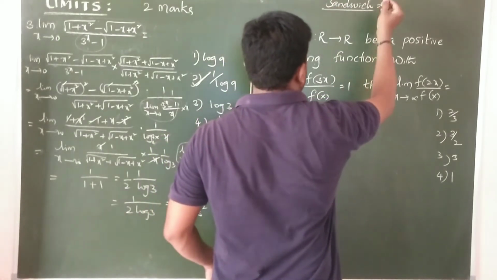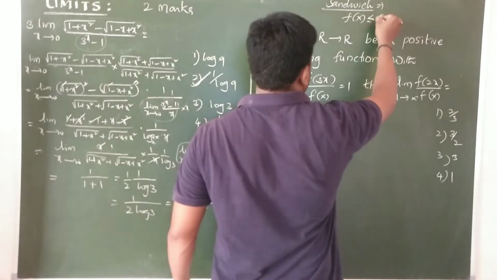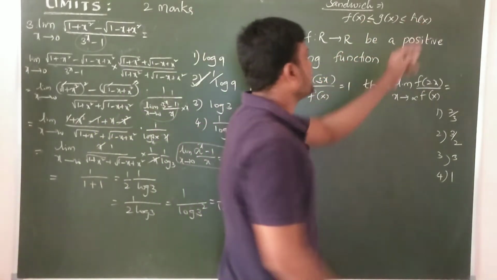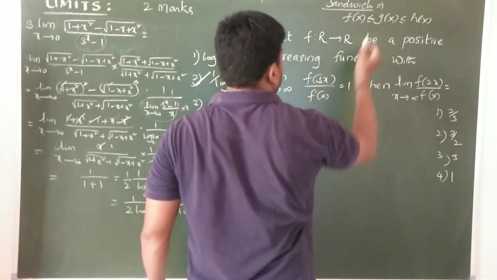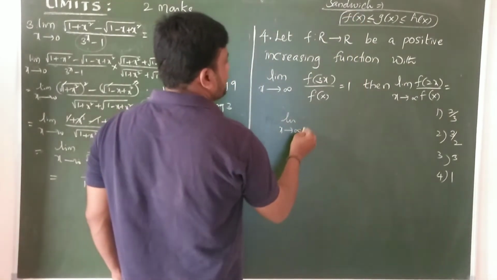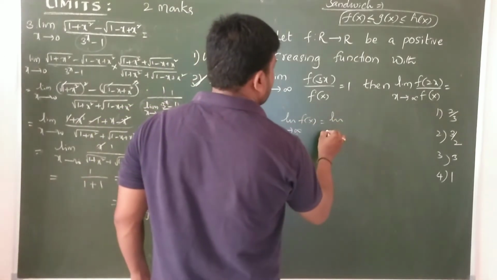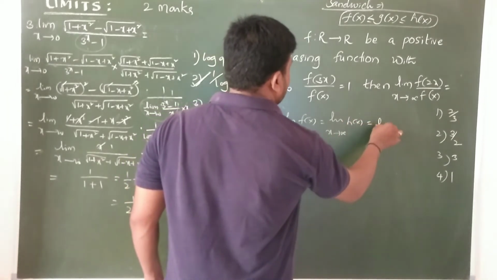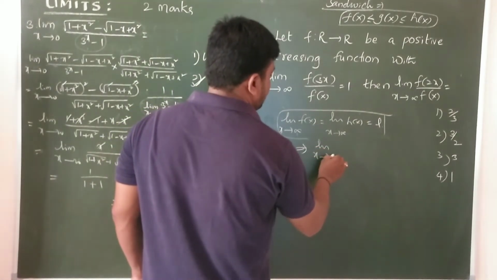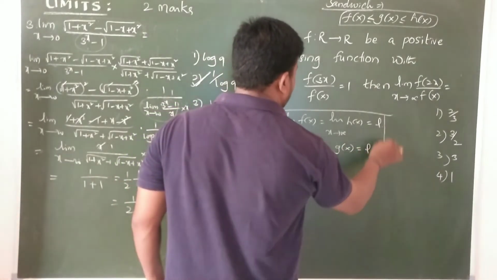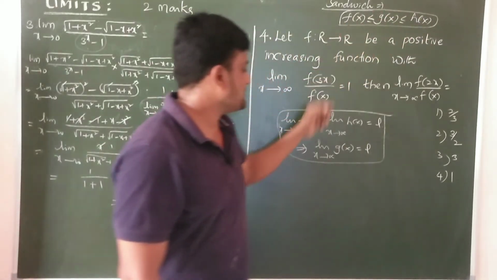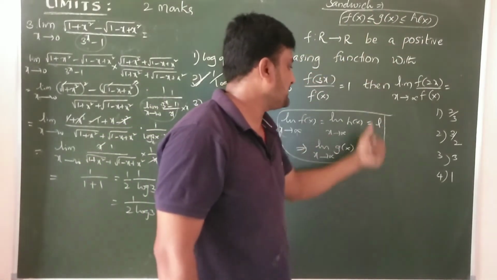The sandwich theorem says: suppose for the functions f(x), g(x) and h(x) we have f(x) ≤ g(x) ≤ h(x). If the limit as x tends to infinity of f(x) equals the limit of h(x), which equals L, then the limit of g(x) is also L. Remember, if the limits of f(x) and h(x) are equal to each other, then the middle one is also the same.